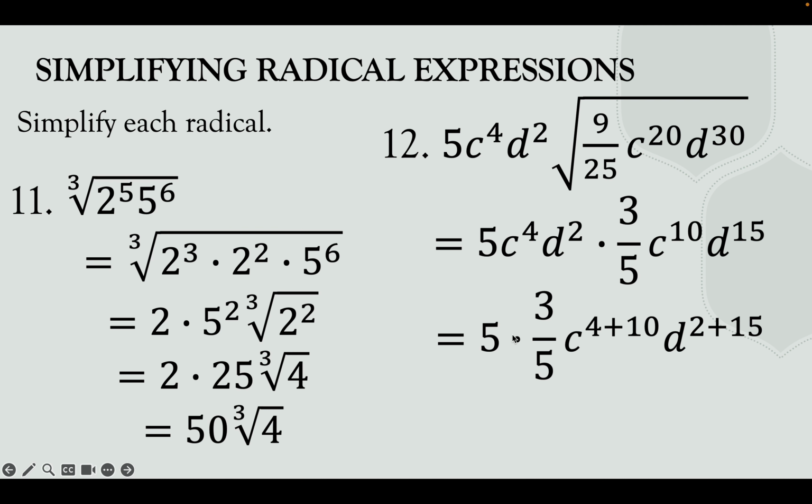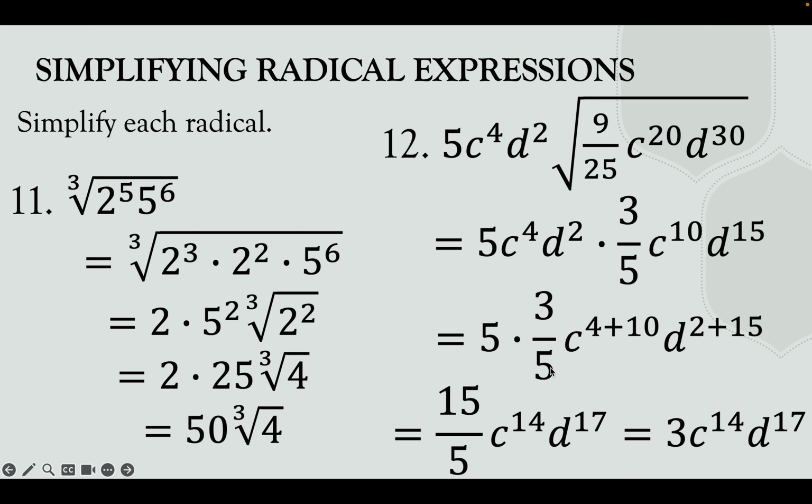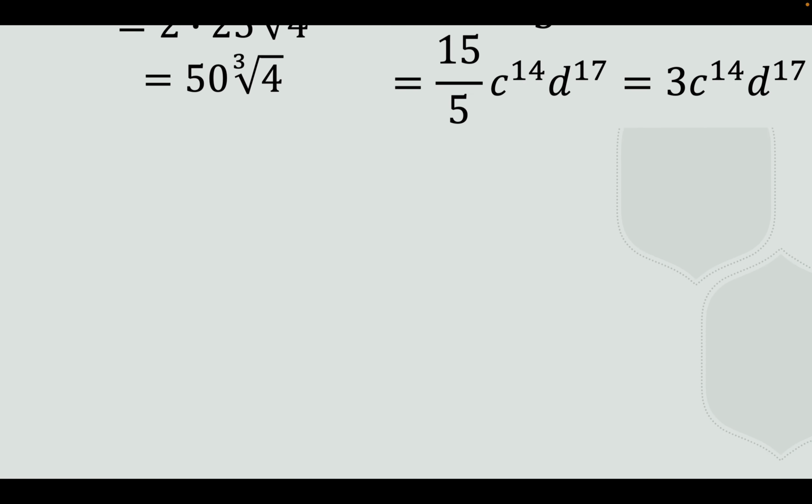So 5 times 3, 15, 1 times 5, we have 5. So we have 15 over 5, c raised to 14, d raised to 17. Simplify, 15 divided by 5, we have 3, c raised to 14, and d raised to 17. So that is our final answer.